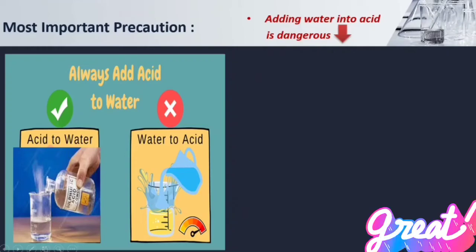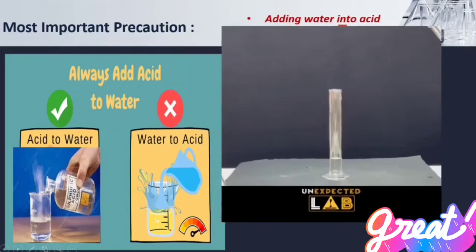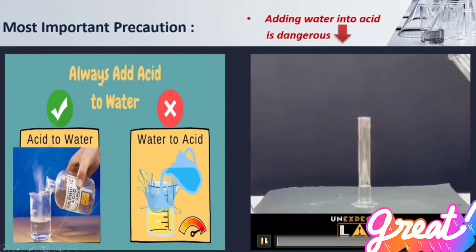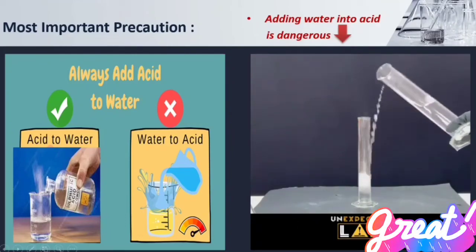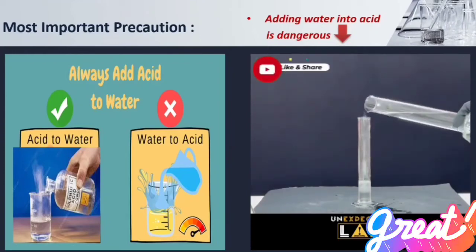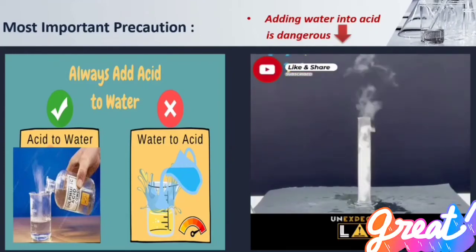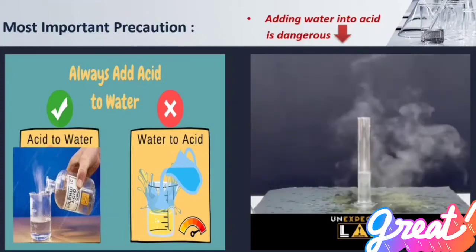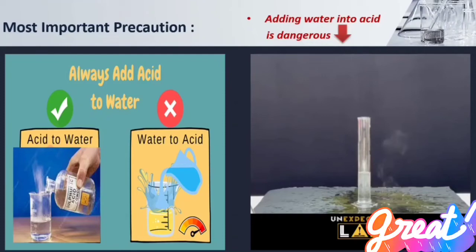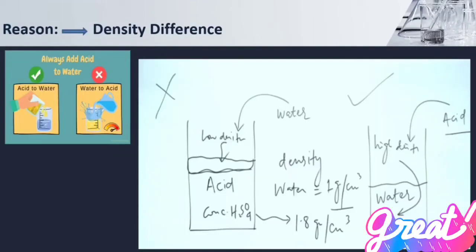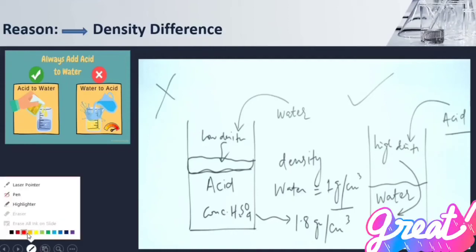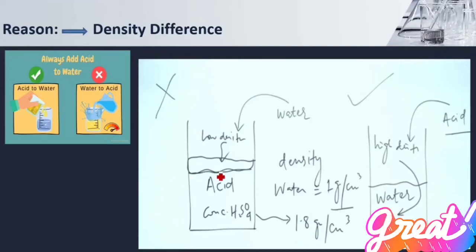So the most important precaution of ours is to always add acid into the water, because adding water into the acid is very dangerous. Let's have a look at this. The reason behind it is the density difference. As you can see in these two beakers, the main difference is the density.